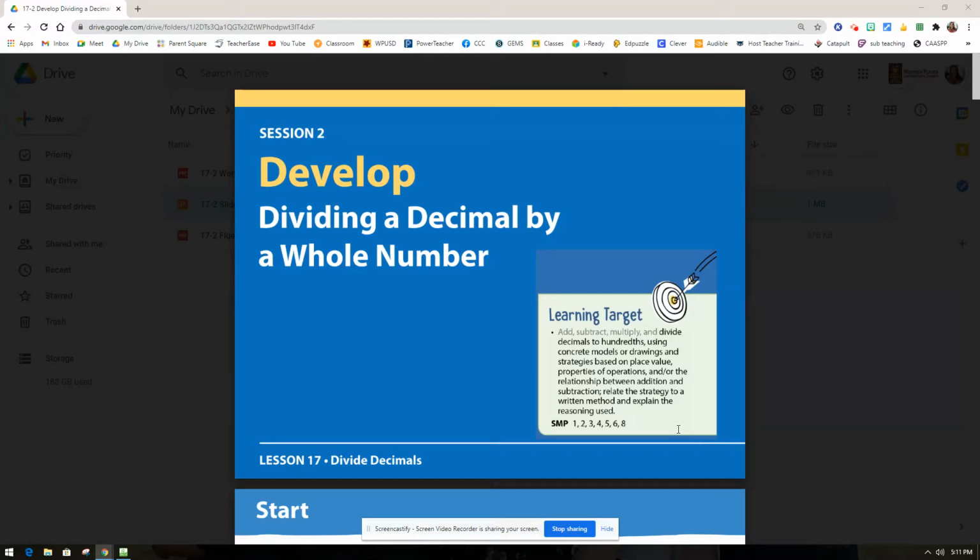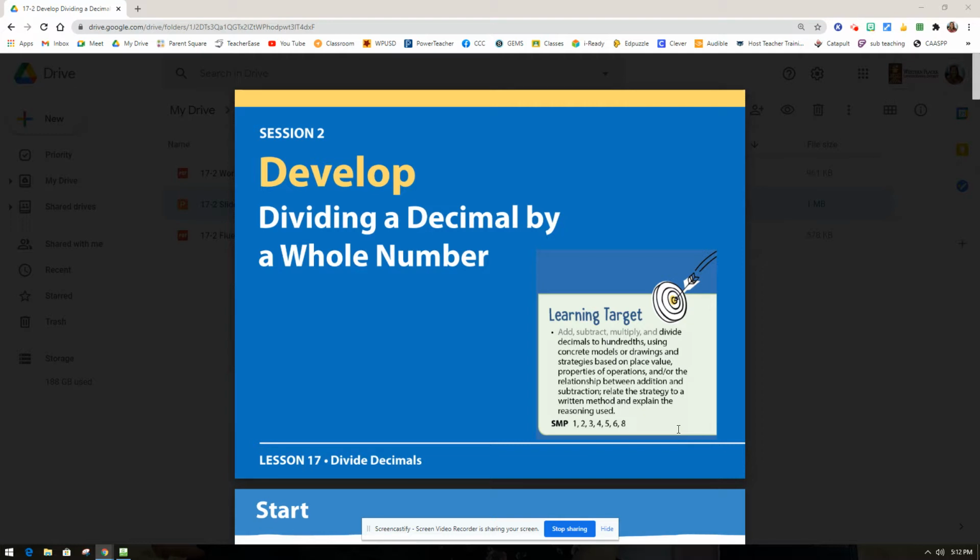Today we'll be working on dividing a decimal by a whole number. We learned a little bit about the idea of dividing with decimals yesterday, and remember that last week we learned all about multiplying with decimals. So today we're going to be starting with a decimal and then dividing that decimal up into equal parts.